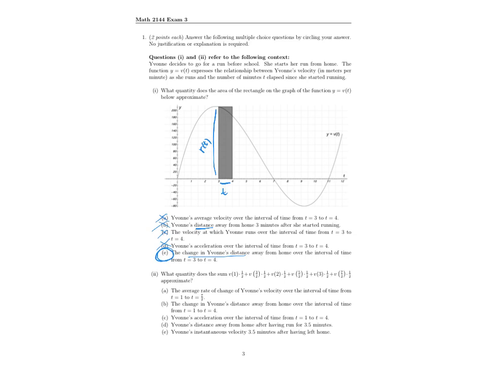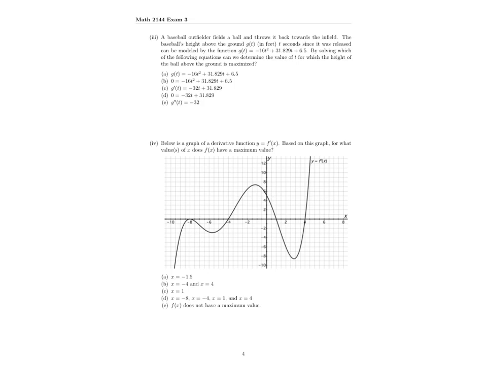Okay, then this says, what quantity does this sum approximate? And so that is starting at 1 and going to 7 over 2, which is 3.5. And then how many intervals do I have? 1, 2, 3, 4, 5, 6. So I'm breaking this 3-unit interval up into 6 equal pieces. And those 6 equal pieces all have width 1/2. So this is going to approximate the change in distance from home on the interval from 1 to 4. So the correct answer for that is B.